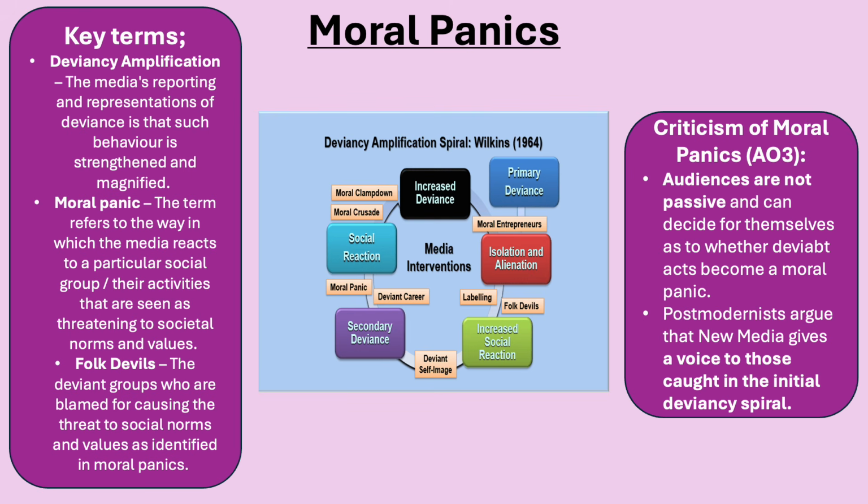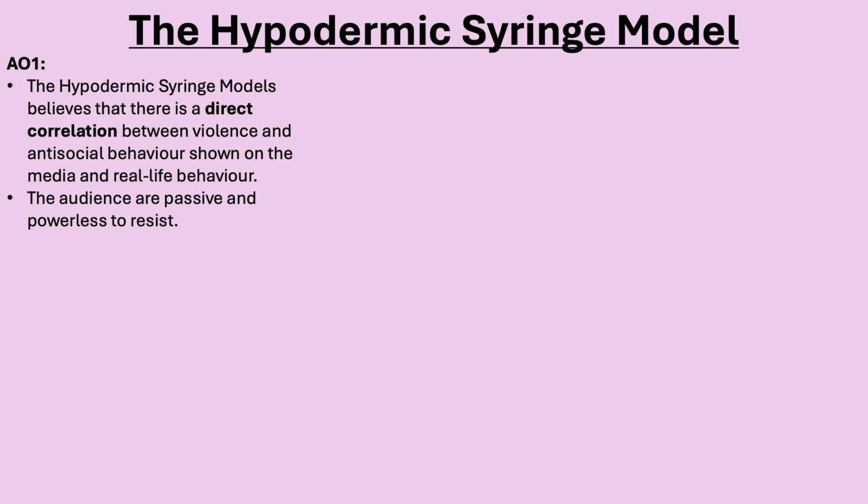And a criticism of moral panics is that audiences are not passive and can decide for themselves as to whether deviant acts become a moral panic. Postmodernists argue that the media gives a voice to those caught in the initial deviancy spiral. Then this links on to the hypodermic syringe model.